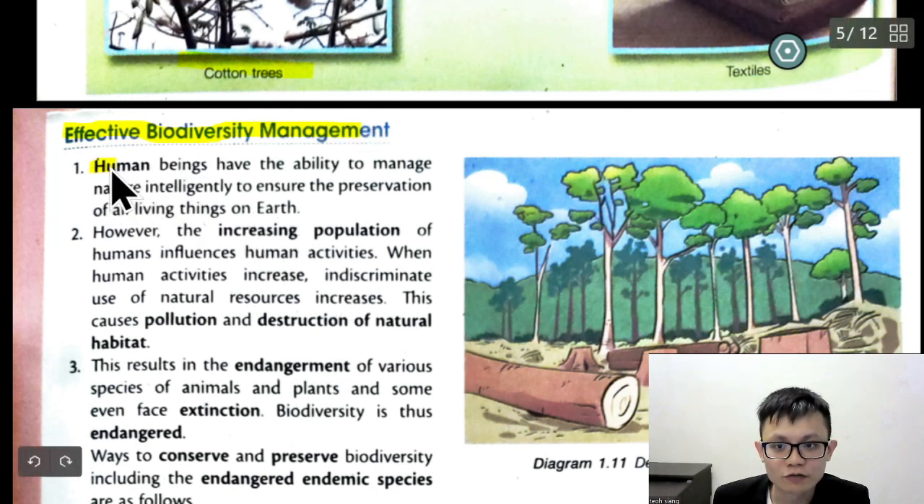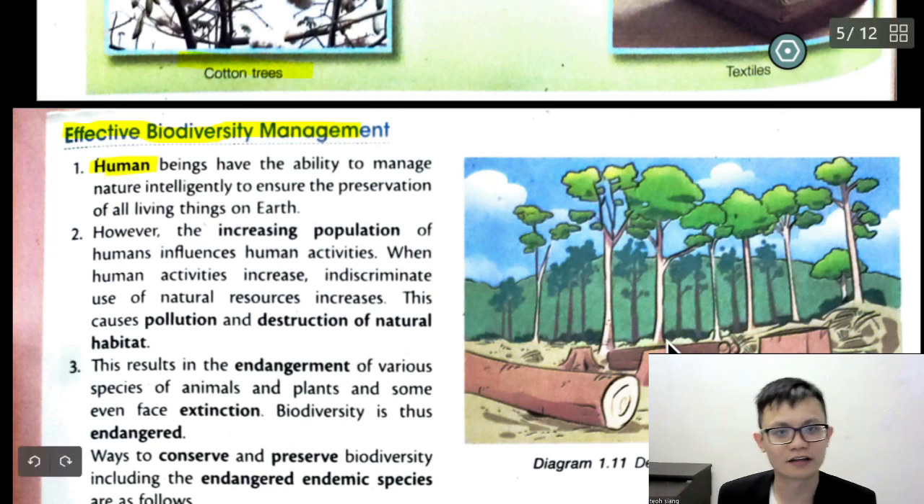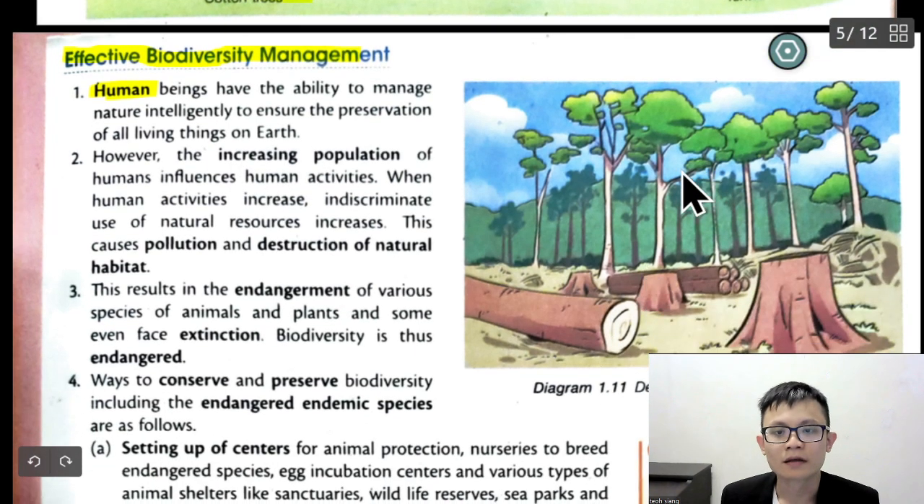A lot of things. For example, we know that humans are bad, correct or not? Because humans always want money. When they want money, they destroy the trees, they destroy the land, they kill, they steal all the trees, steal all these things. Okay, so this is causing a lot of disruption towards the biodiversity.